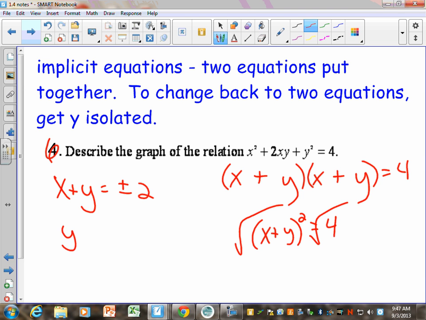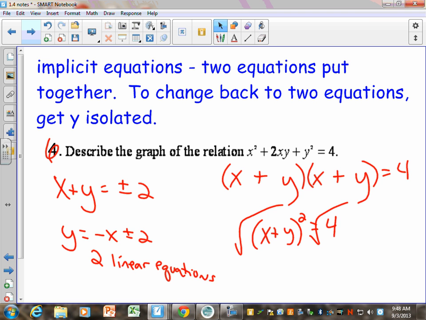Solve for y. We would get y equals negative x plus or minus 2, which actually just means it's two different linear equations. So like you could write it out as negative x plus 2 and negative x minus 2. Describe the graph. I'm going to say it is two linear equations. Definitely would not be a function if we graphed both of those linear equations. That's a good one, right? So again, just kind of practicing your calculus skills on those last ones. Questions about that? All right, I think we're finally done.